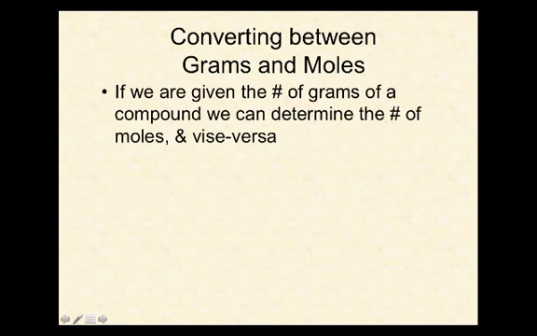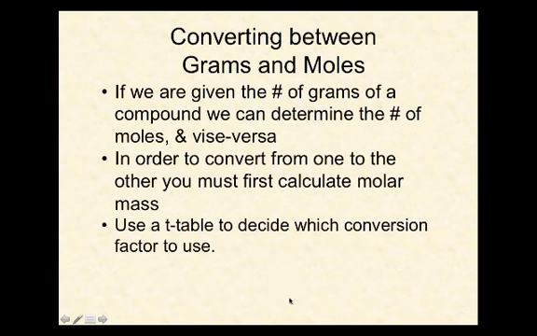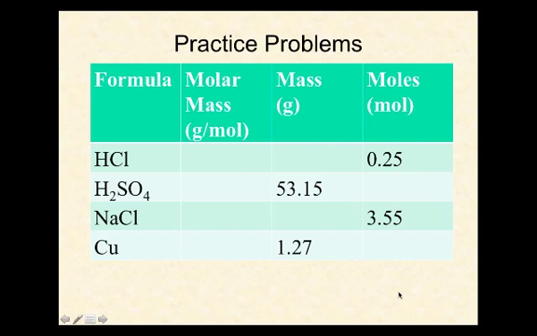So suppose that we want to convert between grams and moles. If you're given a number of grams of a compound, you can determine the number of moles and vice versa. So to convert from one to another, we have to know its molar mass. And then we'll use the t-table to decide whether we're going to put grams on top or grams on the bottom. Notice 1 mole is always going to be the same. 1 mole. That's the easiest way to do it.